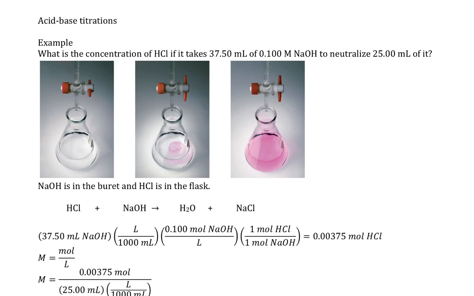We're adding to it 37.50 mLs of 0.100 molar NaOH that are in the burette. How do we know when we've added enough to neutralize it? We have an indicator in the flask that turns just slightly a pink color when we stop the titration, when we stop adding NaOH. This is, by the way, a titration type experiment. So NaOH is in the burette, HCl is in the flask. Our reaction is HCl plus NaOH yielding water plus NaCl, everything on a 1-to-1 mole ratio.